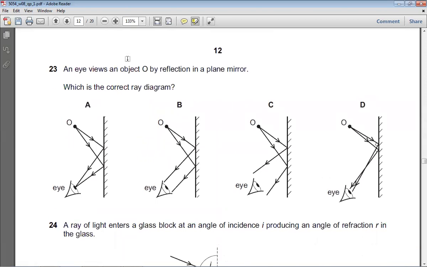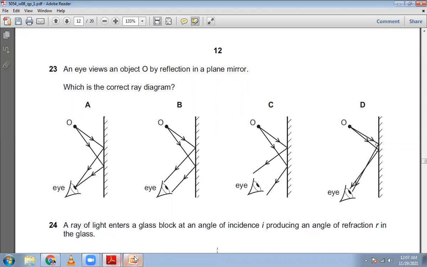So the next question is: an eye views an object O by reflection in a plane mirror. Which is the correct ray diagram? The methodology is very simple. These reflected rays, you will prolong them behind the mirror. If they intersect each other on this side of the mirror, then the image will be formed. So let me show you how I have done this.